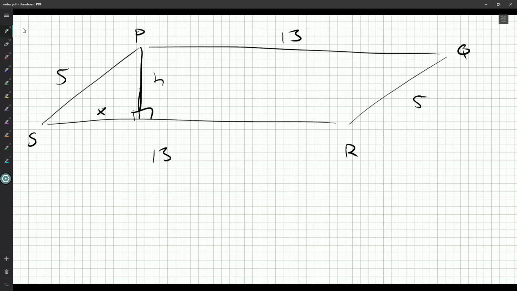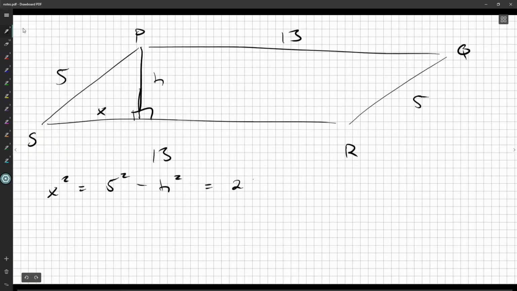Okay? So here's what I can definitely say. x squared is 5 squared, or 25, minus h squared. So to find x, maybe I just need to find h. Okay? h is a height. So 13 times h, base times height, is how you work out the area of a parallelogram.